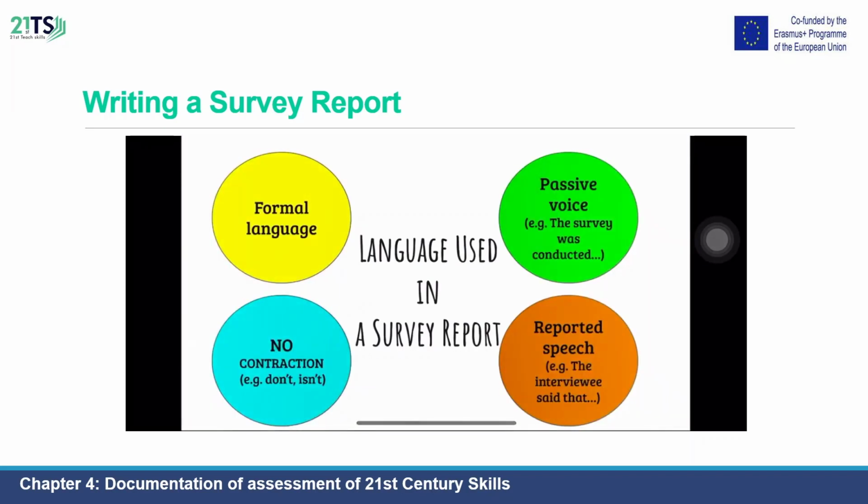Remember, when you write a survey report, always use formal language. Don't use spoken language, okay? Formal written language. Therefore, we don't use contractions. We don't say, oh, I don't like it, it isn't right, okay? Do not use contractions. And then, you can also use passive voice so that it would be more formal, less personal. For example, instead of saying, I conduct the survey, you can say, the survey was conducted, blah, blah, blah.